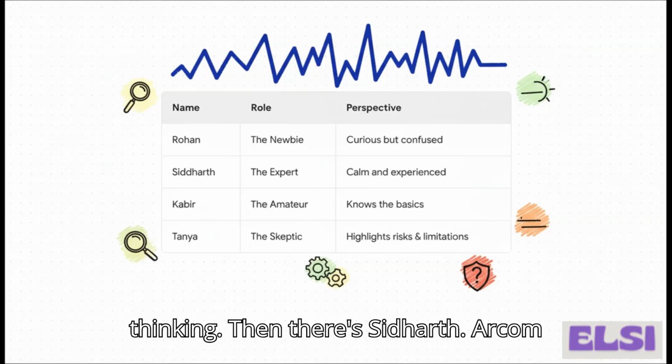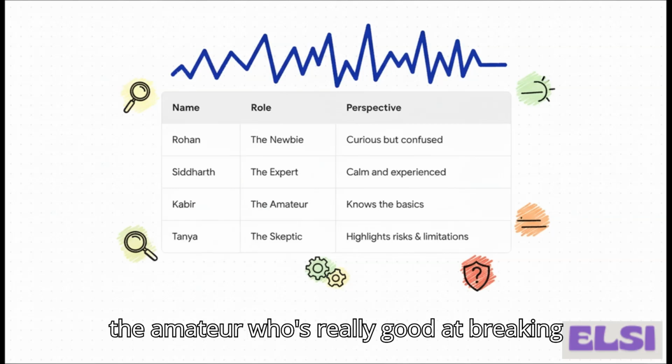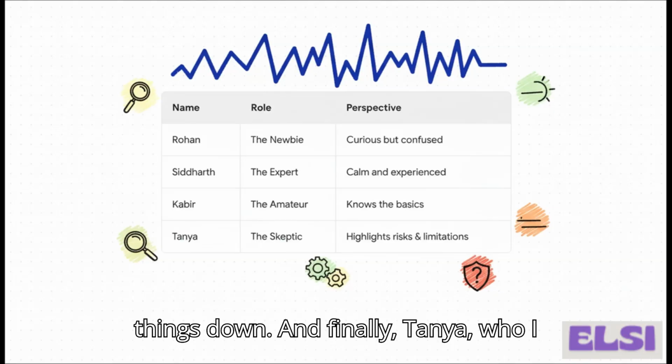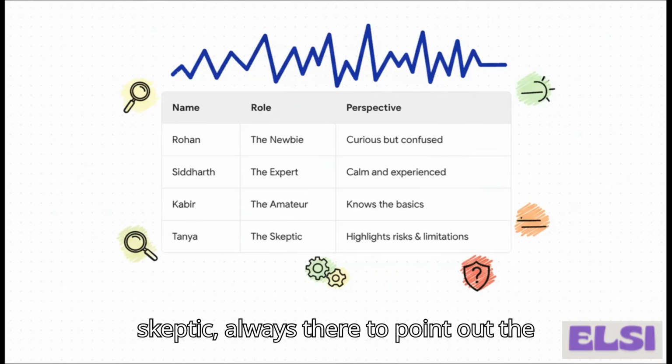Then there's Siddharth, our calm, seasoned expert. We've also got Kabir, the amateur who's really good at breaking things down. And finally, Tanya, who I think is the most important. She's the skeptic, always there to point out the risks and keep things real.